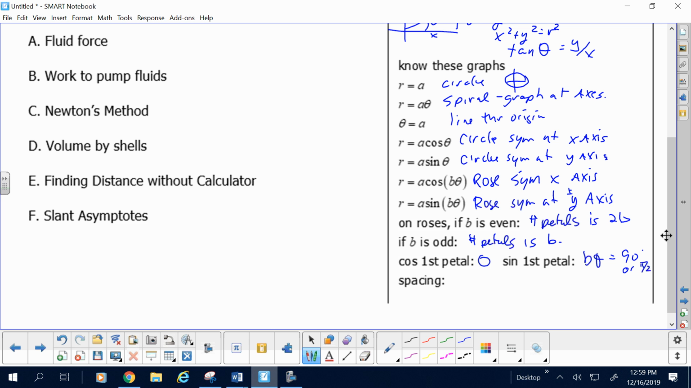So you need to know where the original petal is and what the spacing is to find where petals are placed. It's 360 divided by the number of petals. And obviously that's different based on even or odd. You follow?